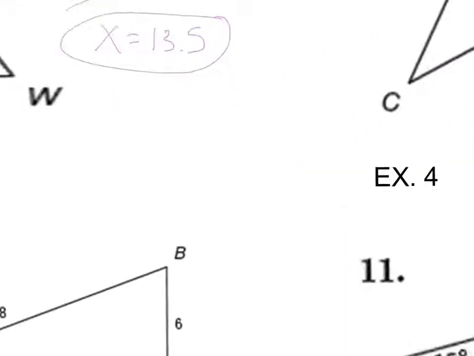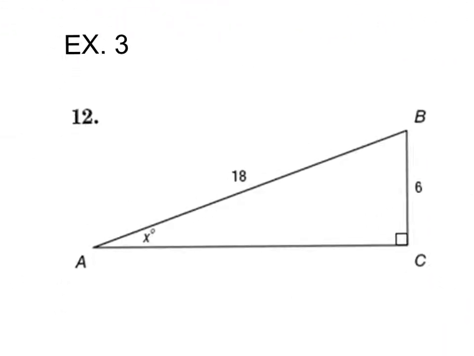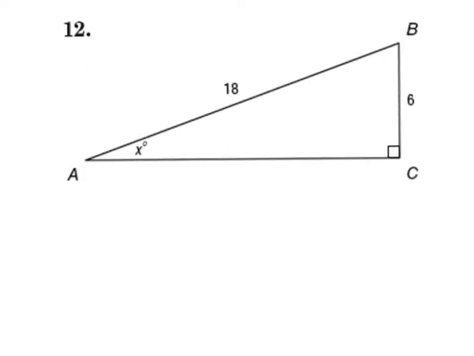Let's look at example 3. So, here, what do we have? We have a missing angle right here. Now, what is the information that we are given?